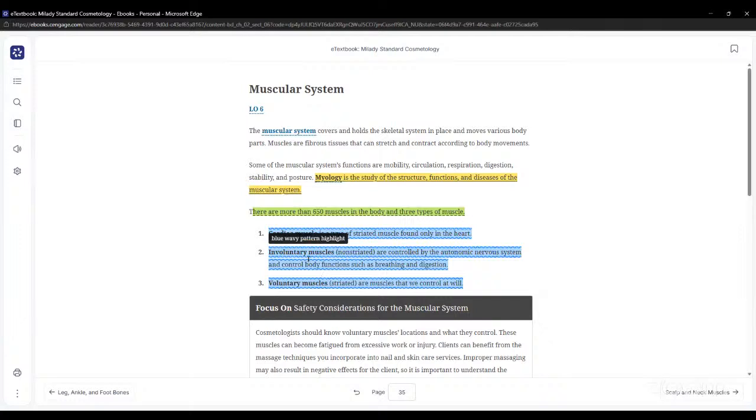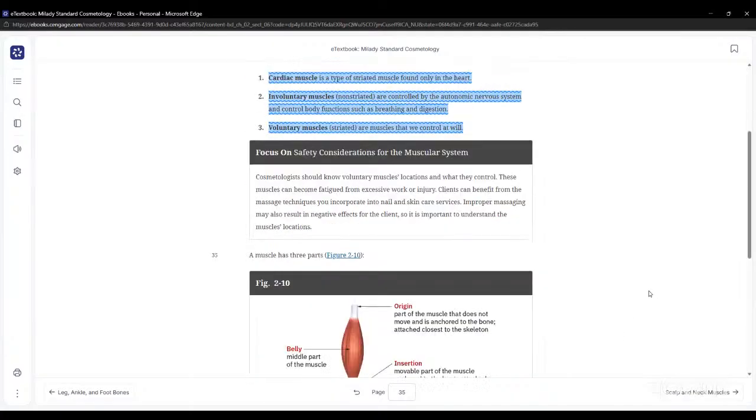Okay, so it's three types of muscles: cardiac, the only one in the body, that's the heart; involuntary muscles, non-striatic, controlled by the brain; breathing and digestion, that's the myology of that; and then voluntary muscles. These are striatic muscles, and these are muscles we control. Okay, so a lot of times in exercise, we're controlling those muscles.